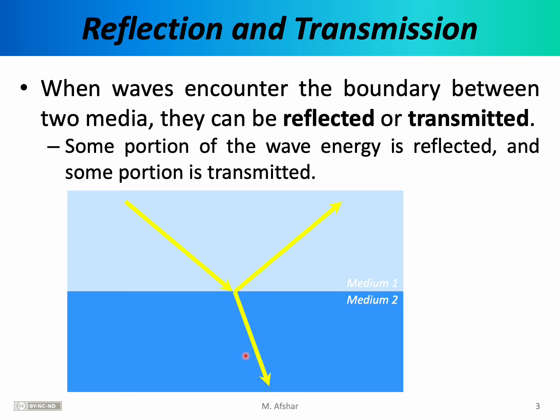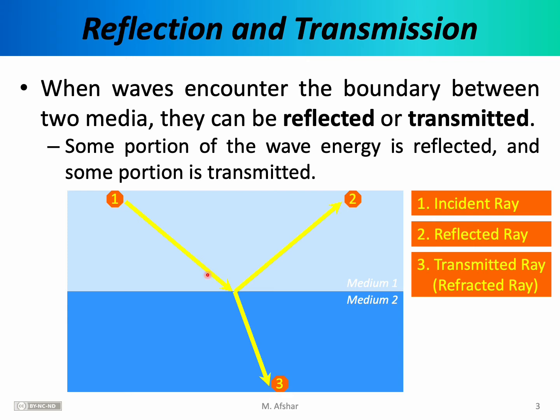We're going to represent the situation using three rays. These three rays are labeled as follows. The incoming wave is represented by the incident ray. So the energy of the incoming wave is traveling along line 1, and we call that the incident ray. Some of the energy is reflected, meaning that it stays in the original medium, and that energy is going to be propagating along line 2. We call this the reflected ray.